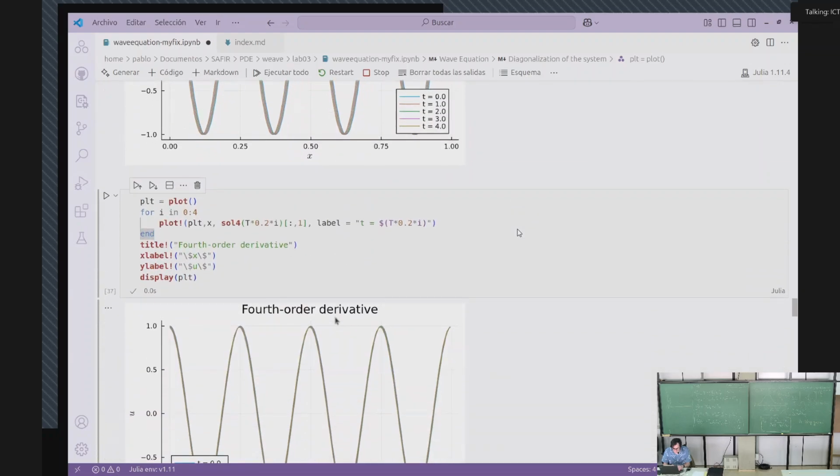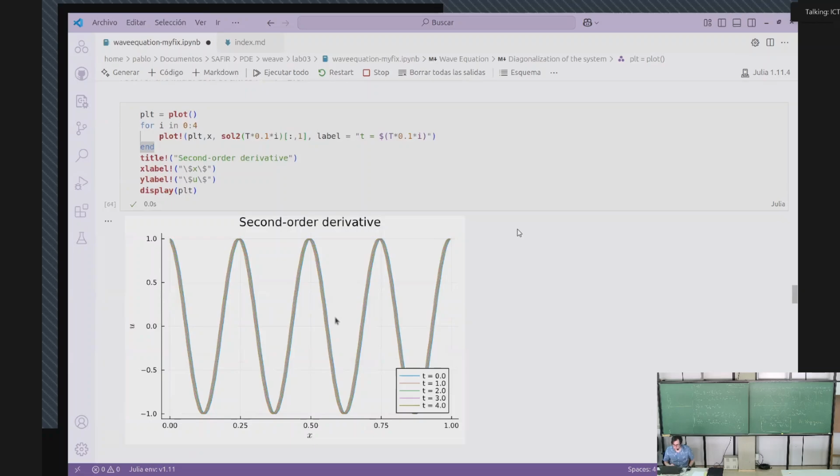This is the same plot I had before. Remember the one where I had the bump and suddenly I had all these weird waves going on. But in this case, what we have is this cosine wave that we started with, and we let it run, and then we go to t equals 1, t equals 2, t equals 3, t equals 4.